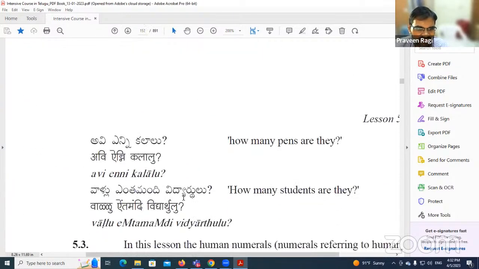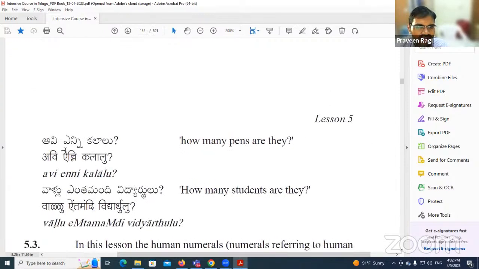I think here we have some examples also. Avi enni kalalu. How many pens are they? Okay. If I want to say, how many books are they? Can you try?